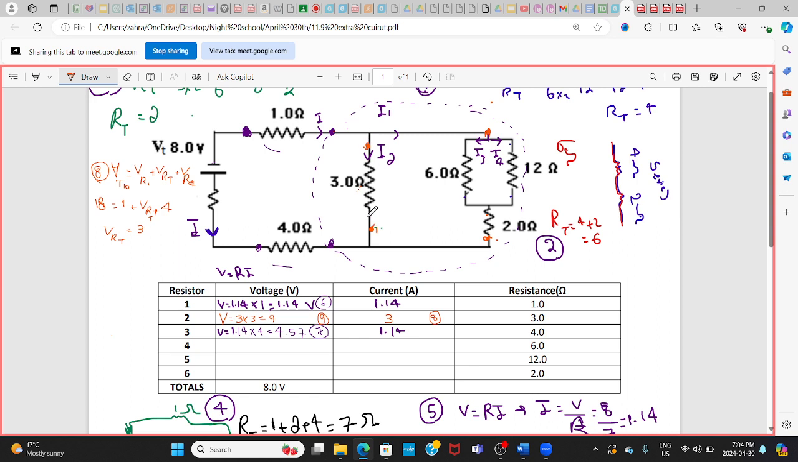Now, if the voltage across the 3 ohm and the whole thing, because they are in parallel, right, is equal to 3, the voltage across the whole thing would be 3 too, right? Because this is connected to this in parallel. So the voltage across this is going to be 3.